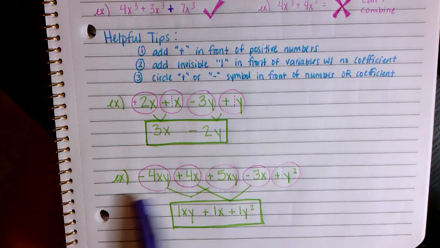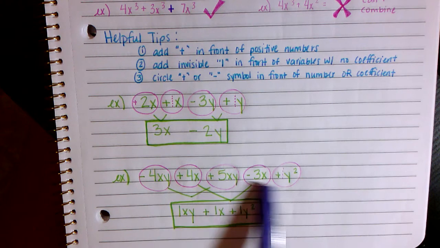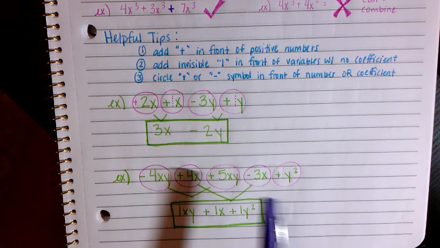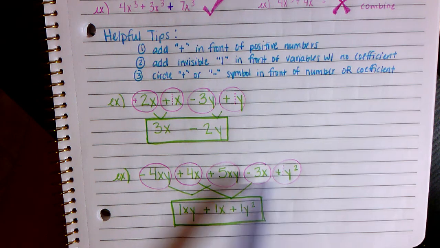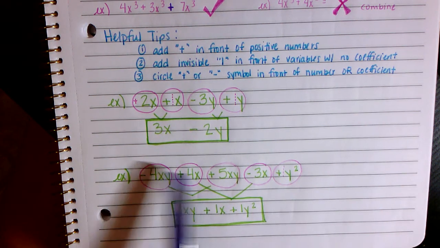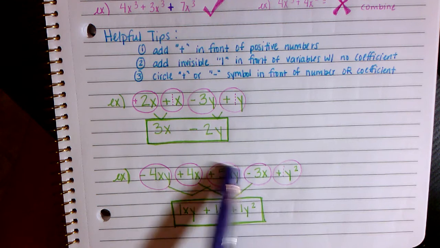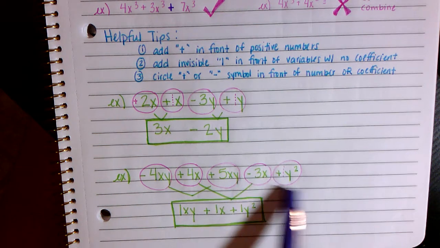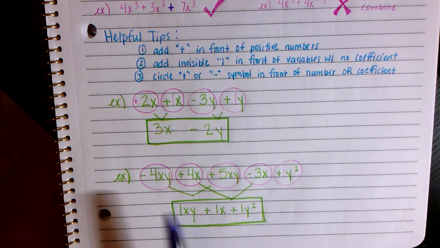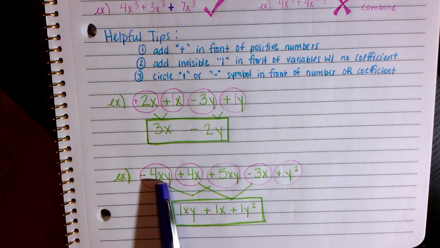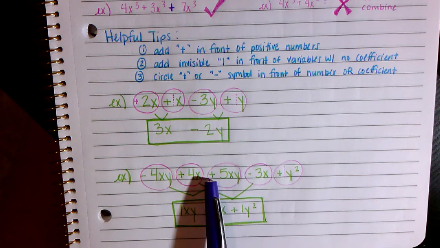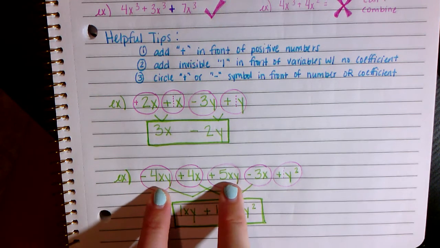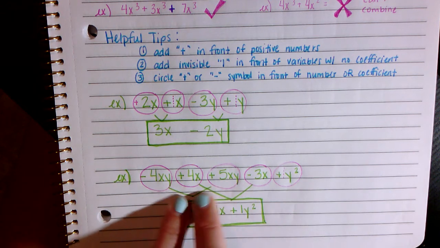And then the last example is the same thing. So I wrote the original problem. I put the imaginary 1 in front of the y squared, and then I circled the symbol, the number, and the letter for each term. And then I just looked at my variables here. This one has a number and then an x and a y. So anything that I combine with this has to have an x and a y. So over here we have 5xy. These are like terms, and so these two got combined.